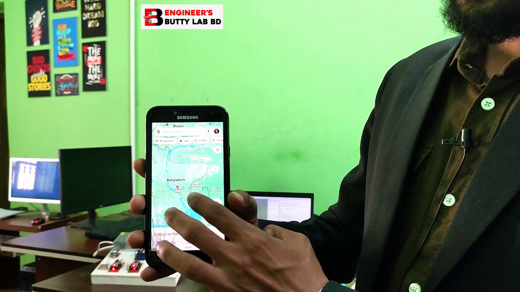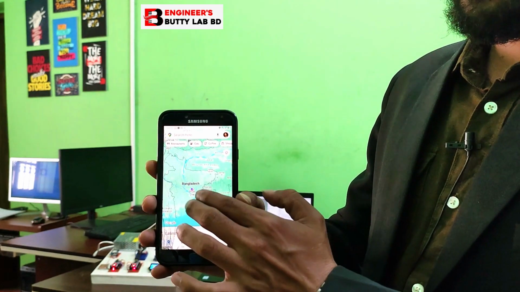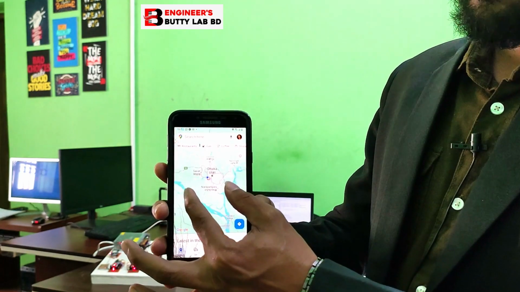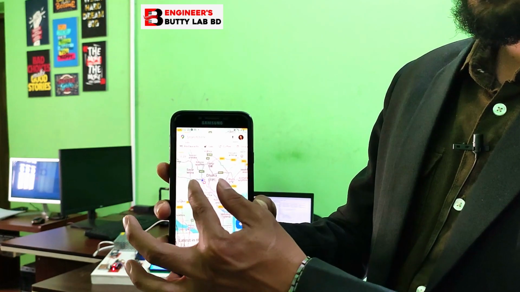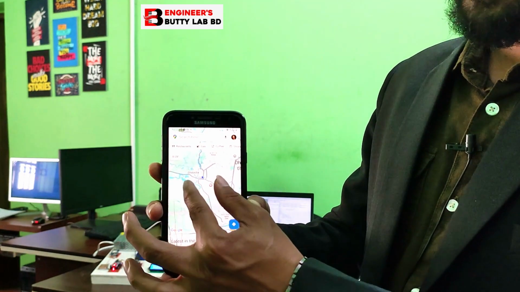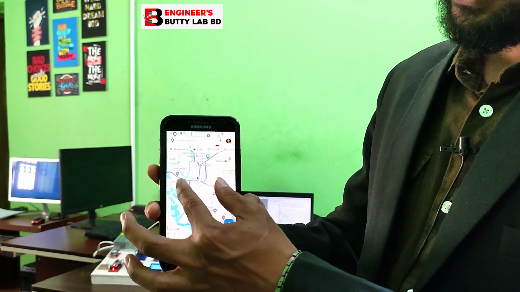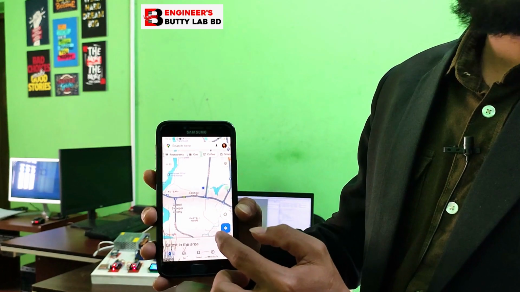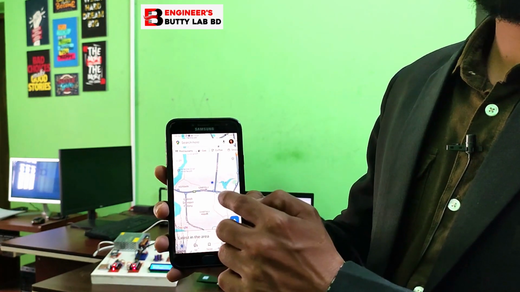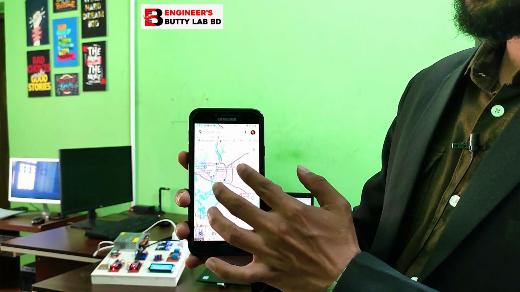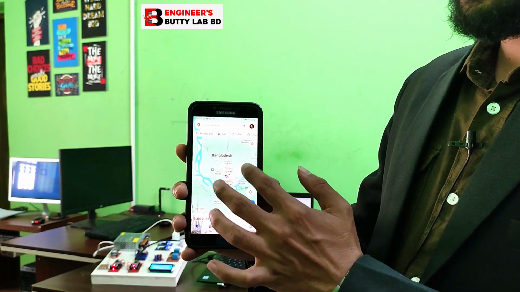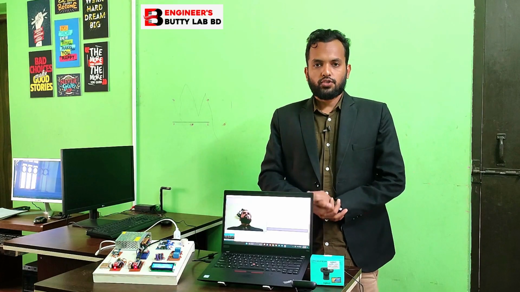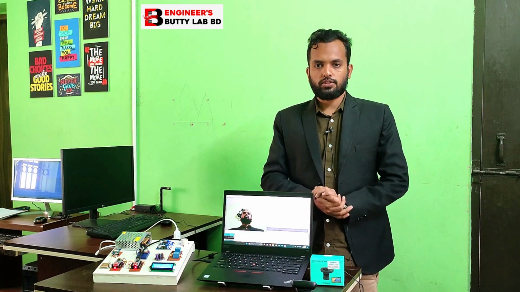So you see here that it's located in Bangladesh near Dhaka, and if we zoom in more, at that moment we will get the exact location, that it's near Gaptoli. So this is the driver location. By using this system, police can detect the exact location of any person. So this is the full operation of our project.